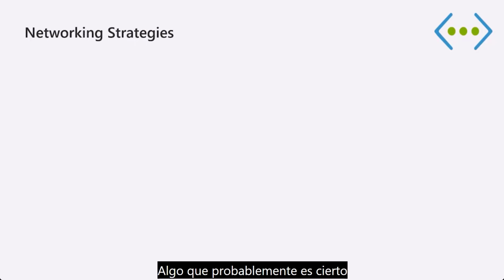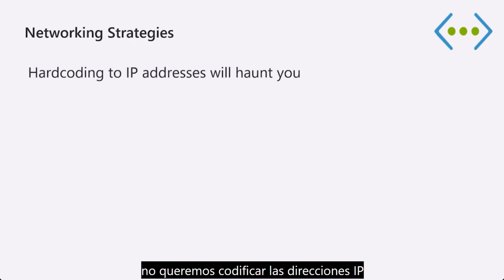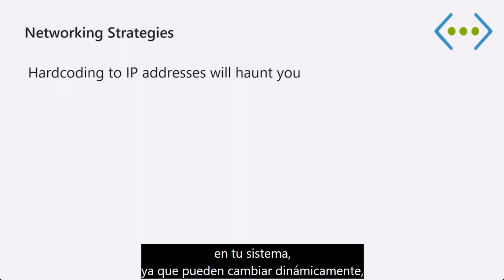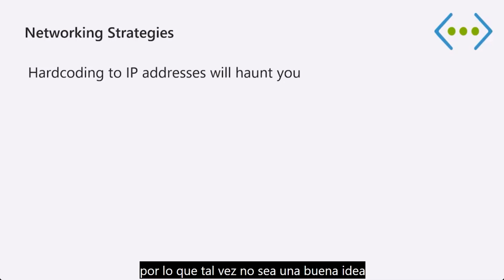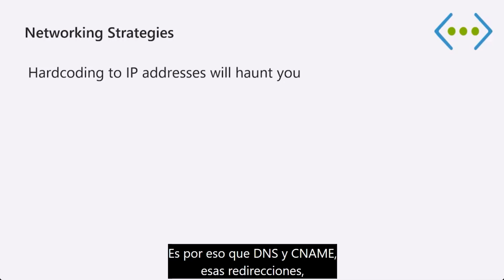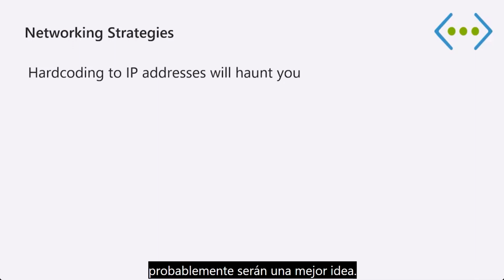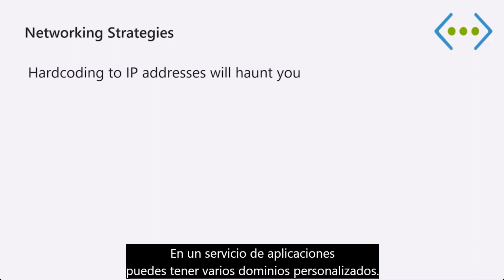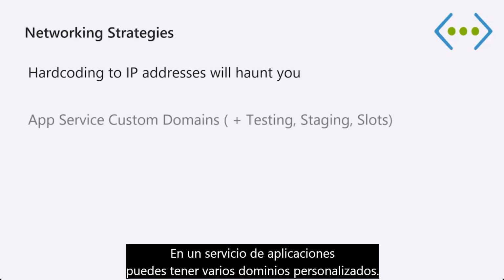All right, so let's talk a little bit about networking strategies. And one thing which is probably true is that in most cases, you want to avoid hard coding IP addresses in your system because IP addresses can change dynamically, so it's probably not a good idea. And basically, at some point, it's probably going to come back and haunt you. And this is why DNS and all those CNAMEs, those redirections, is probably going to be a better idea. Don't forget that on an app service, you can have multiple custom domains.